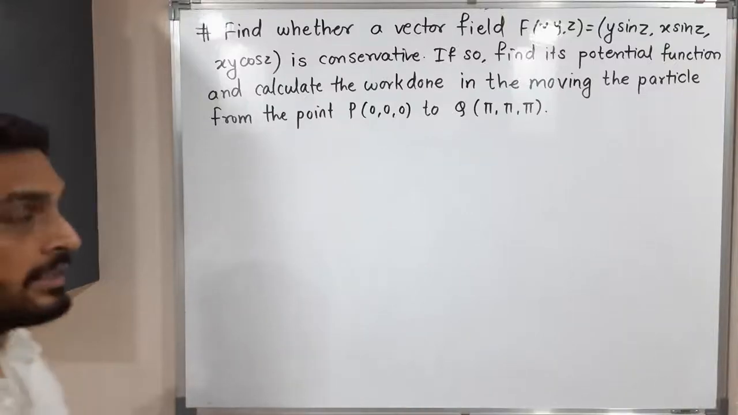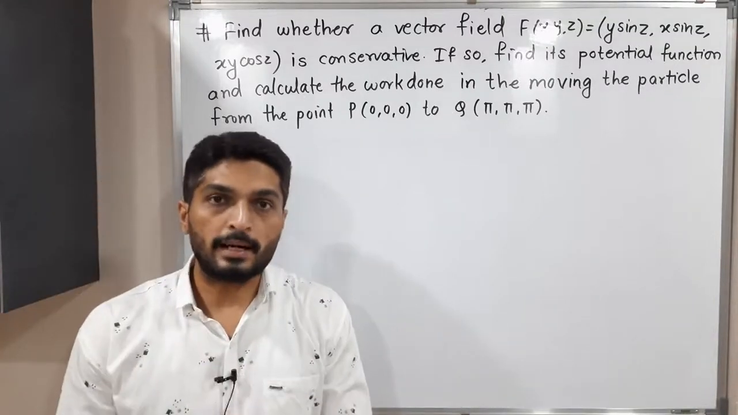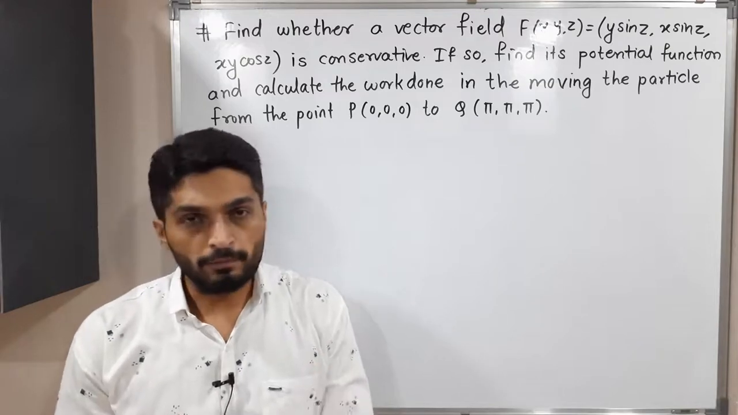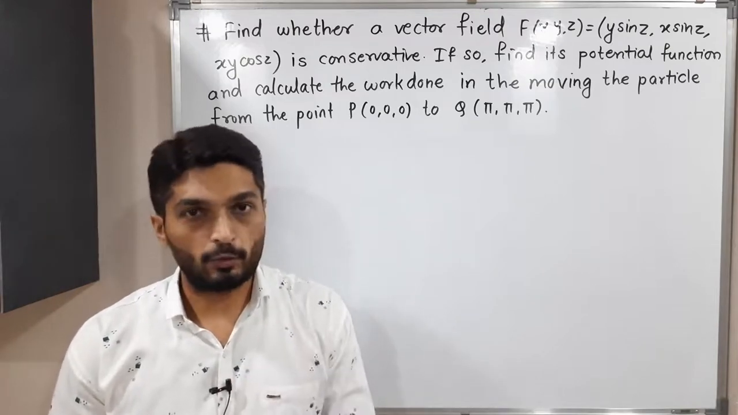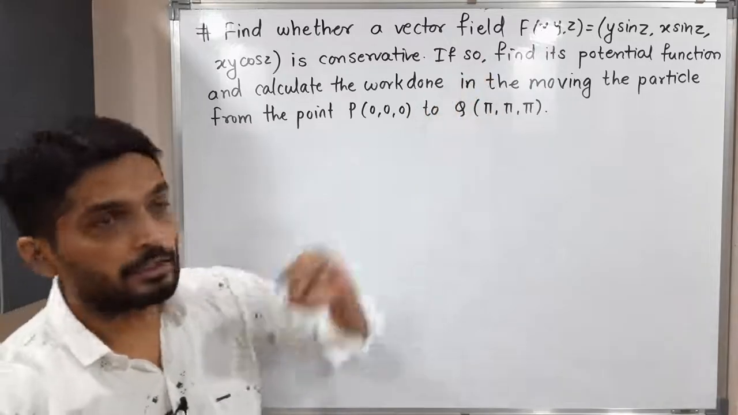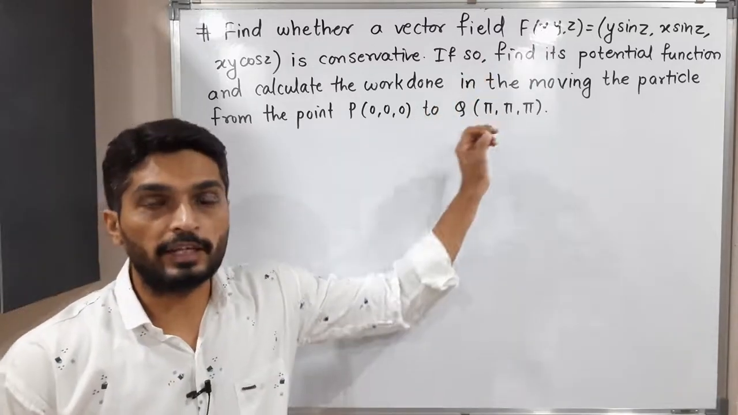Hi everyone, let us discuss this example. In this example, we have multiple questions. We will solve all those problems one by one. The basic thing is we have a vector field f of xyz which is defined in this way.